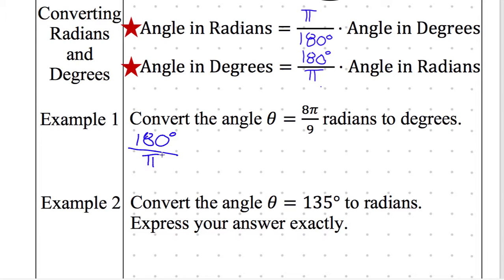Oh, I thought we were doing 135. In this one, we're on example 1, yeah. Then we're doing 8 pi over 9. There it is. What do you see on the top and bottom that can be canceled out? Pi's. Everyone cross them out. Cross out the pi, cross out the pi. You can cancel it out.